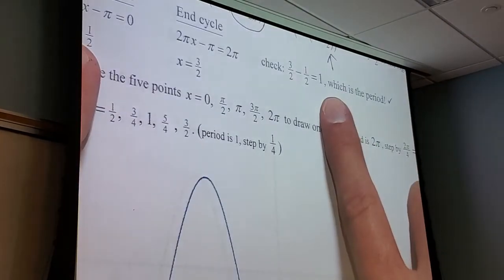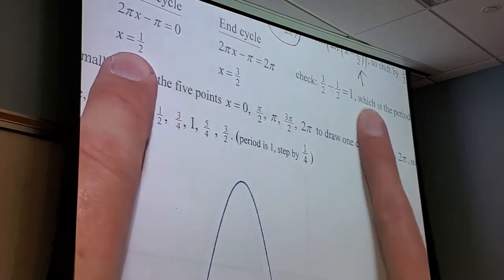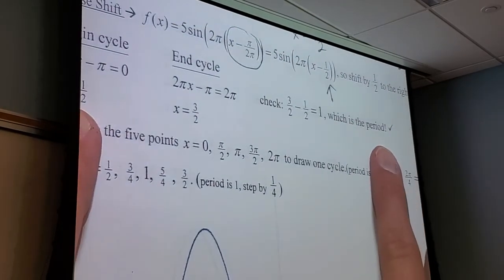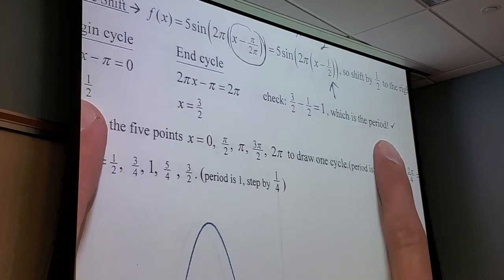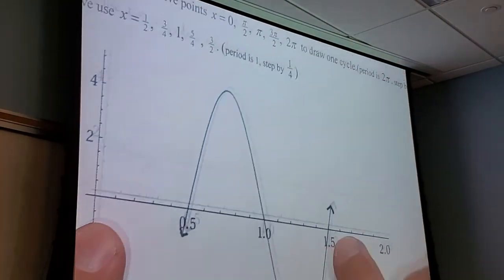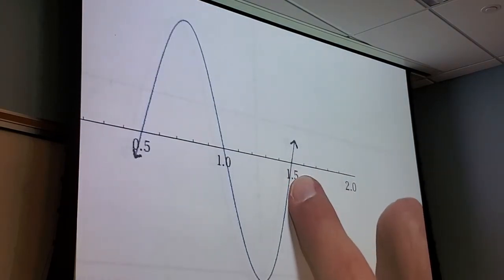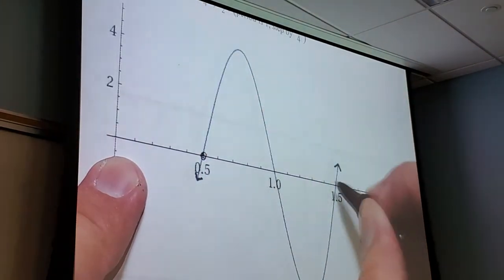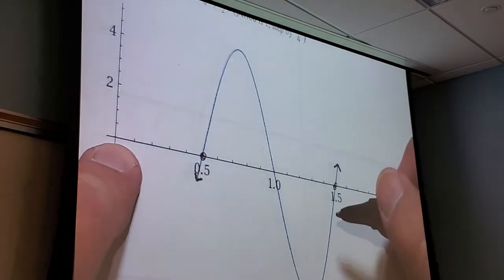So here's the little check. 3/2 minus 1/2 is 1, which is the period. That's awesome. So now I know I start at 1/2 and I go up to 3/2. That's 1/2 and that's 3/2. So then I just cut that into 4 parts.